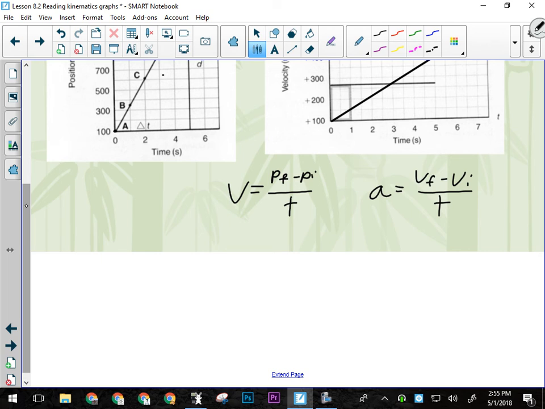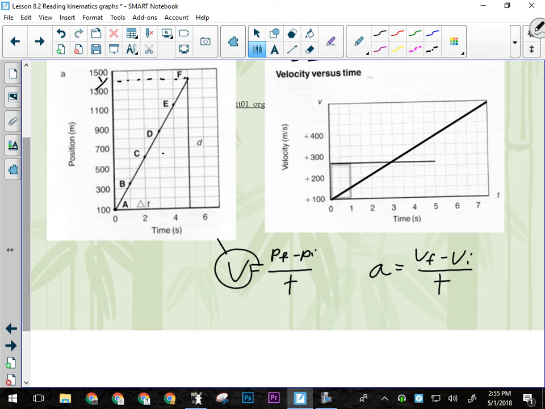So I calculated this using the slope of this line. Could I do the same thing here and calculate this? Yeah. It's the change in velocity over time. My change in velocity would be 550 minus 100, that's 450, divided by 7.5 seconds. That's how long the experiment runs for. I would then calculate the acceleration, or the rate at which the velocity changes.